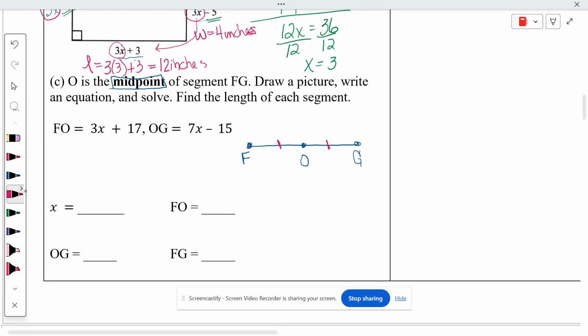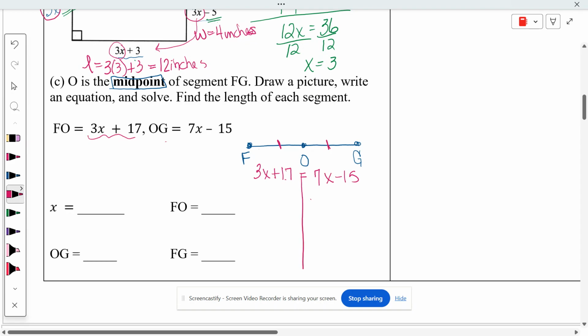Well, we're told that the measure of FO is 3x plus 17. We're also told that the measure of OG is 7x minus 15. So I've drawn a picture, but each one of these segments are congruent to each other. They have the same measure. They're equal. So there's the equation that I'm going to use.